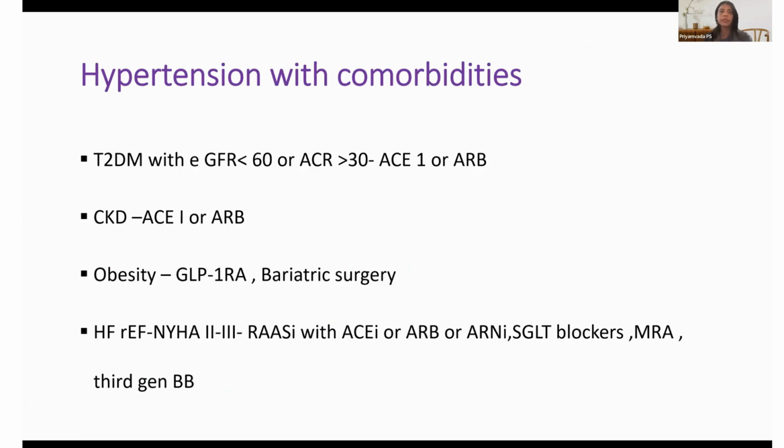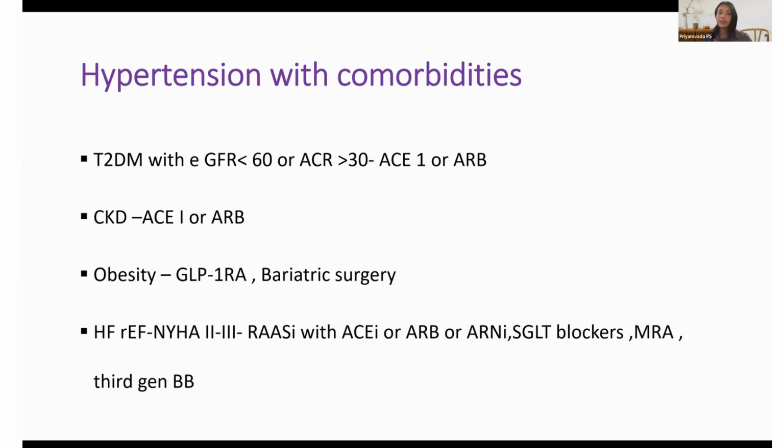Now, hypertension with comorbidities. If the patient has CKD and hypertension, the first-line agent has to be an ACE inhibitor or ARB. Similarly, if the patient has diabetes with CKD or a proteinuria more than 30, again, the choice of the drug has to be an ACE inhibitor or ARB. Obesity, you can start with other drugs, but if the patient has a BMI more than 27, it is recommended that this patient should be a candidate for GLP-1 receptor agonist therapy. And if the BMI is more than 35, probably these are candidates for bariatric surgery.